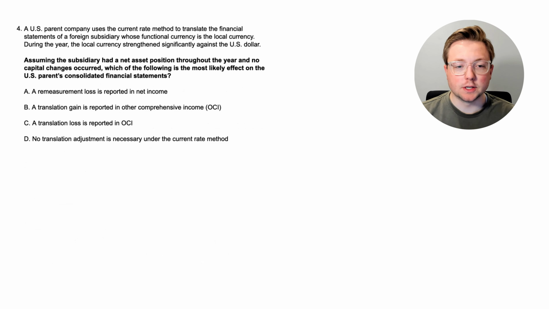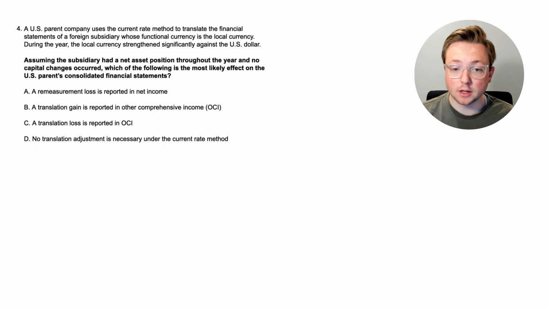Okay, here we are at question 4. Assuming the subsidiary had a net asset position throughout the year and no capital changes occurred, which of the following is the most likely effect on the U.S. parent's consolidated financial statements? Let's go up to the top. A U.S. parent company uses the current rate method to translate the financial statements of a foreign subsidiary whose functional currency is the local currency. During the year, the local currency strengthened significantly against the U.S. dollar. So again, let's assume they had a net asset position throughout the year and no capital changes occurred. Which of the following is the most likely effect on the U.S. parent's consolidated financial statements? Let's walk through this.